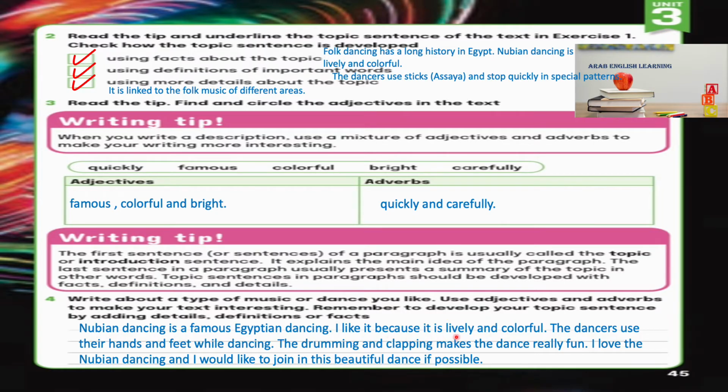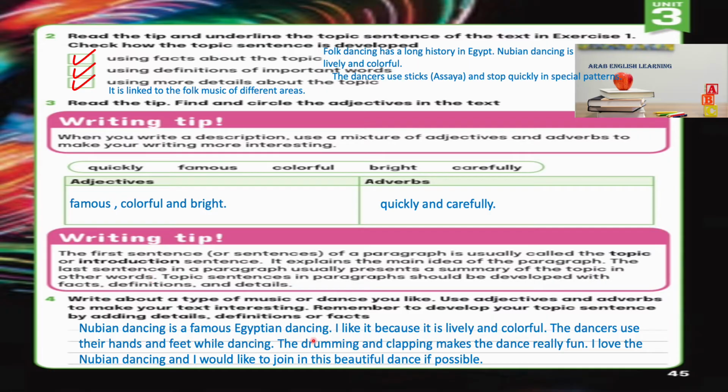I like it because it is lively and colorful. The dancers use their hands and feet with dancing. The drumming and clapping makes the dance really fun. I love Nubian dancing and I would like to join this beautiful dance if possible.